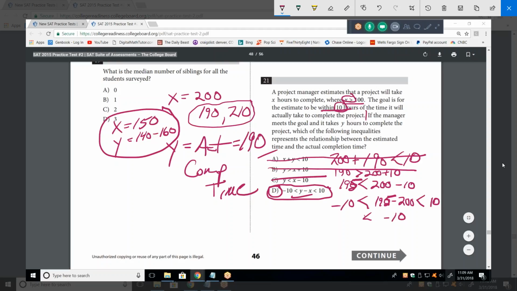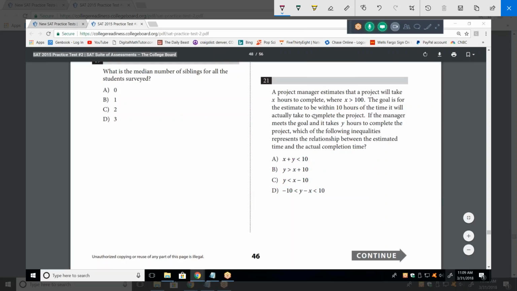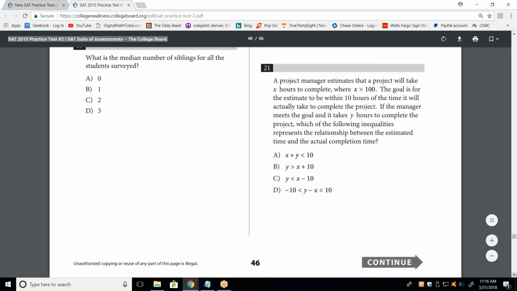So when you're picking numbers, there's no real restraints. The only restraint on picking the numbers is to pick numbers that make the math easy to do. Now, this one is a little bit trickier because of the difference between greater than and greater than or equal. But the only one that says greater than is X. And the other one says within 10 hours. That actually means greater than or equal, or less than or equal, rather. All right. Let's go on.